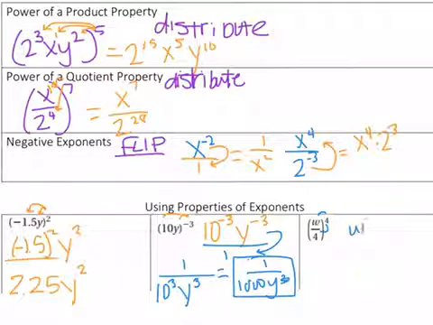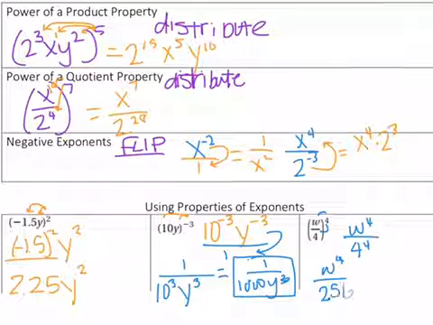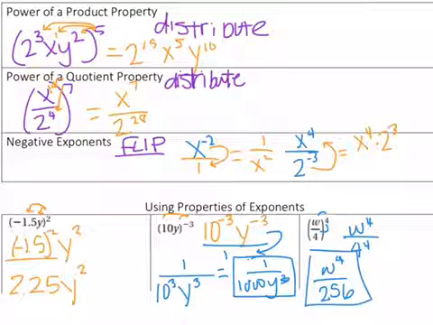So we have w to the 4th power over 4 to the 4th power, which I'm going to simplify. And it becomes w to the 4th power, man, it's messy, over 256, and that is your final answer.